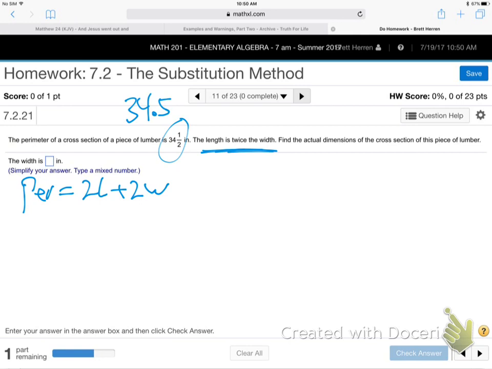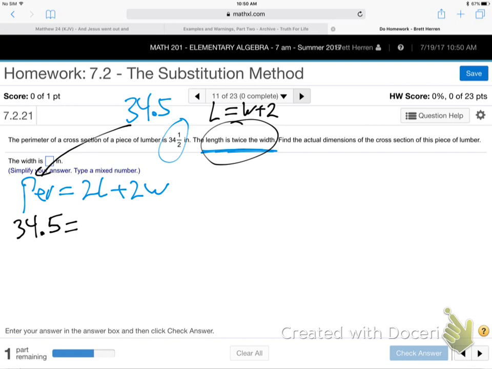So, perimeter is 34.5. So put in the 34.5. The length is twice the width. What do you do with that? Length equals twice width. What's that?